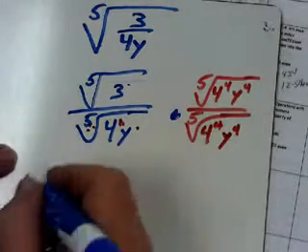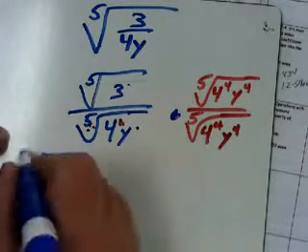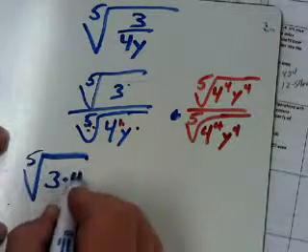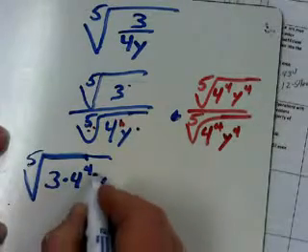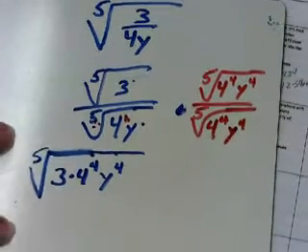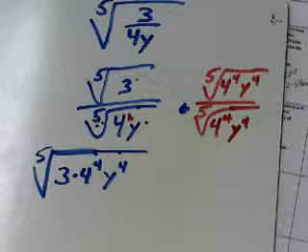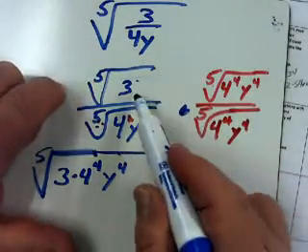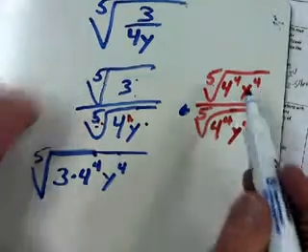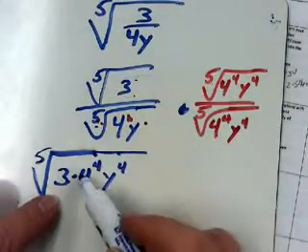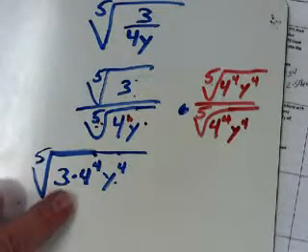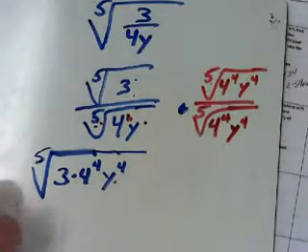So right now, I have the 5th root of 3 times 4 to the 4th y to the 4th. Do you understand how I got that? All I did is, since these two are the same index, I take all of this radical times all of this radical. So here's the 3, here's the 4 to the 4th, here's y to the 4th. I'm still going to have to do something here. But right now that's just the multiplication, isn't it?